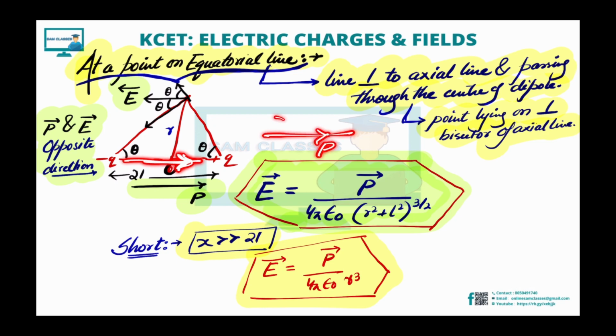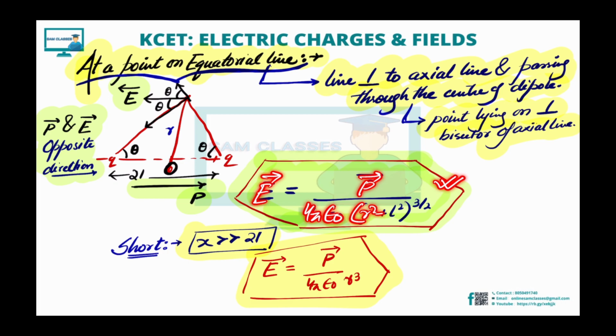But if you see, the direction of the dipole is from negative to positive. So the direction of dipole moment is like this, and the direction of electric field is like this. One very important point which you need to keep in mind: the direction in the equatorial case is opposite. So electric field and the dipole moment are in opposite directions. And the formula is 4 pi epsilon naught (r square plus L square) whole power 3 by 2.